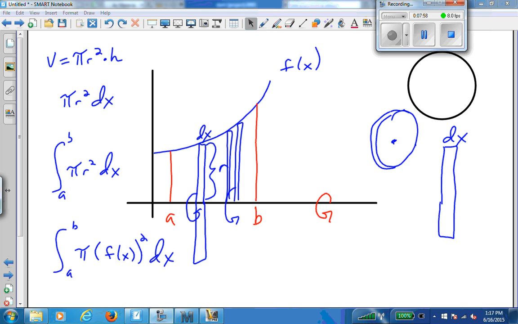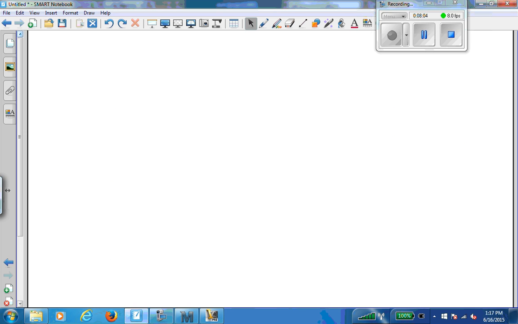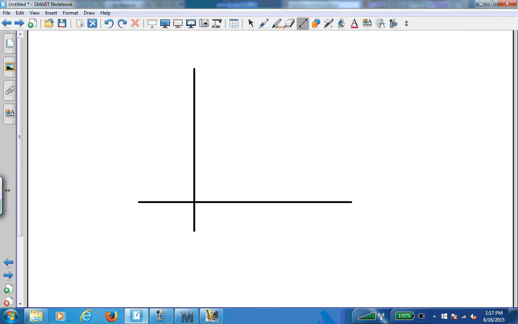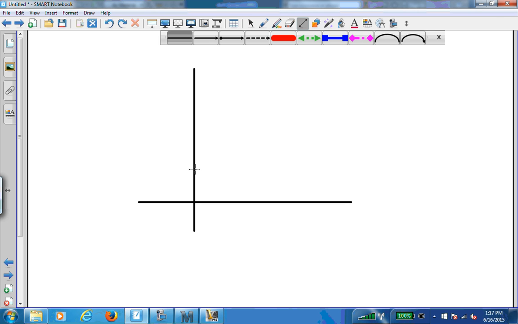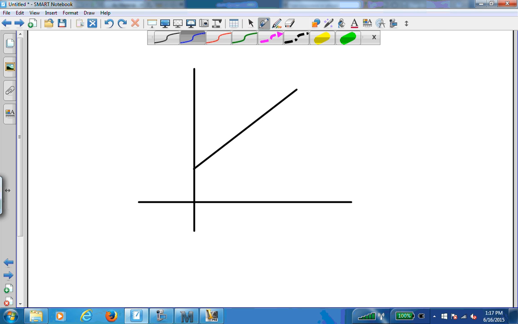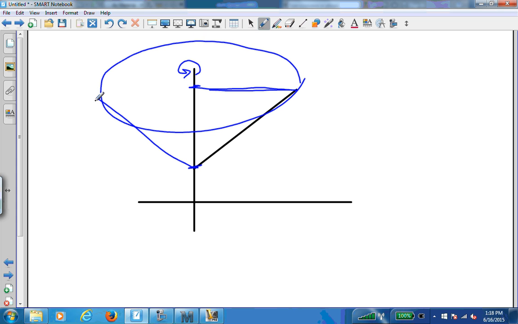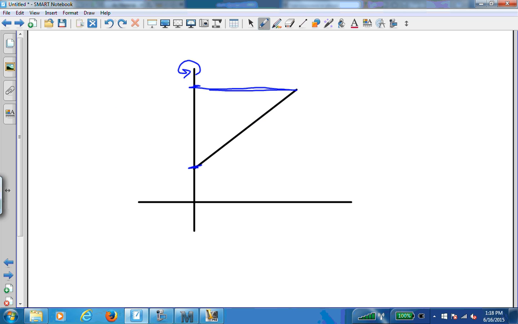Now let's take a look at an example of rotating something, instead of around the x-axis, around the y-axis. Let's suppose we take a straight line, from here to here, and rotate it around the y-axis. Imagine if we rotate that around, we basically get a cone. So we need to figure out how we can calculate the volume of that.